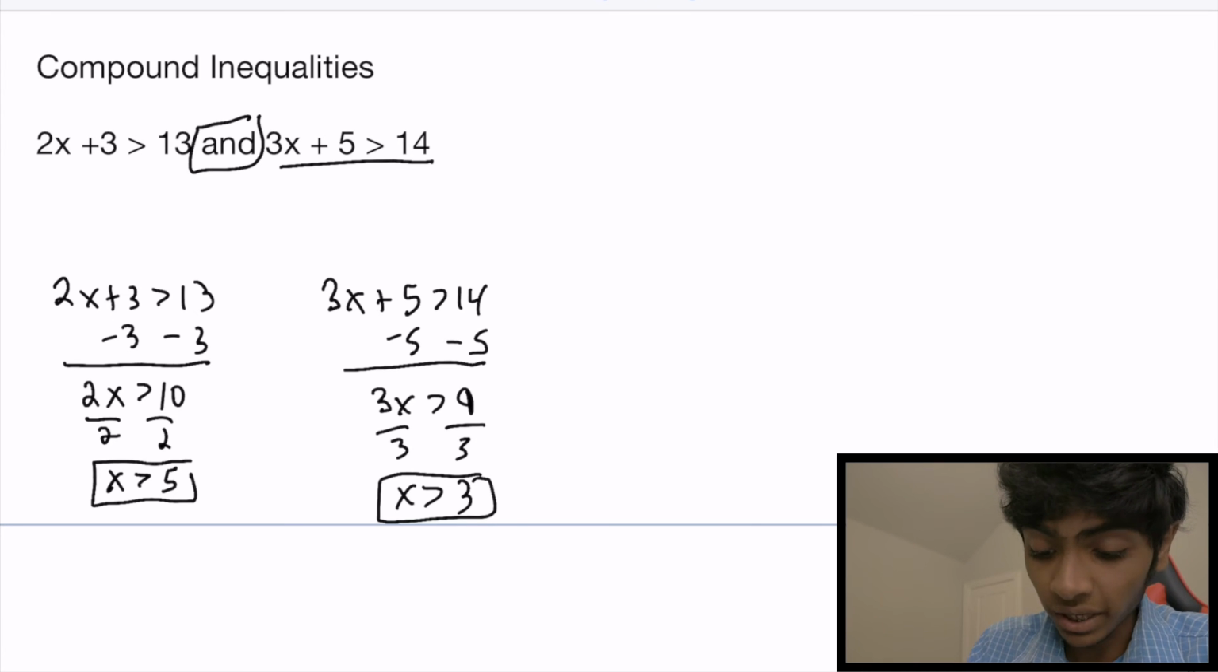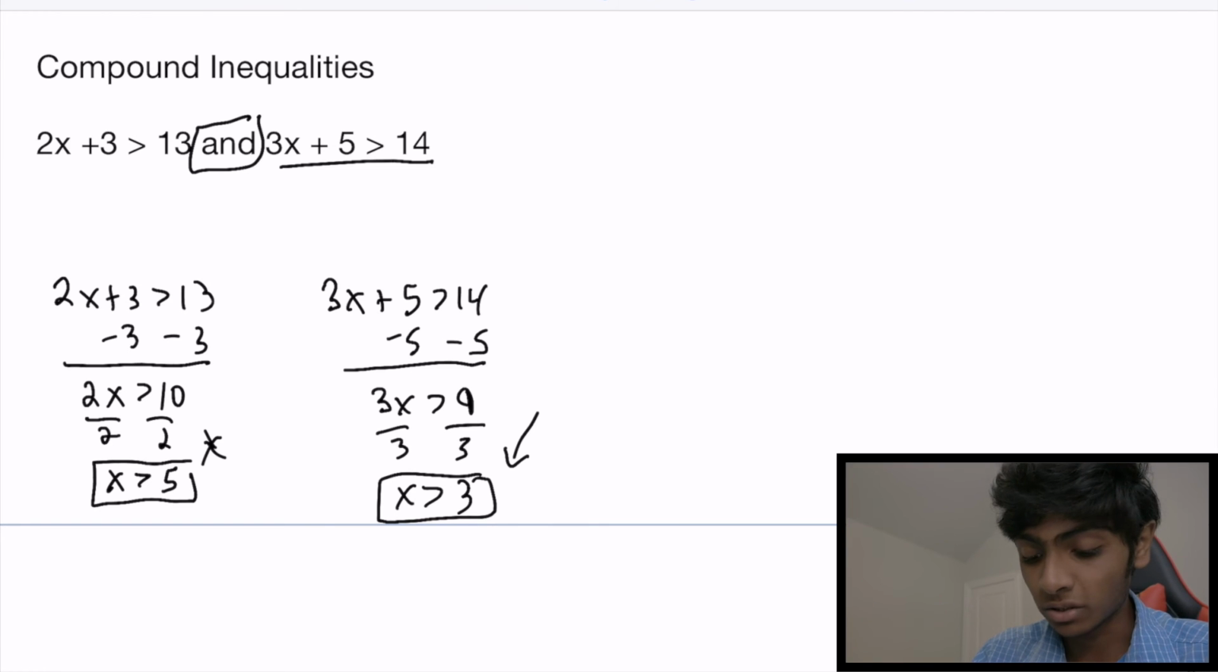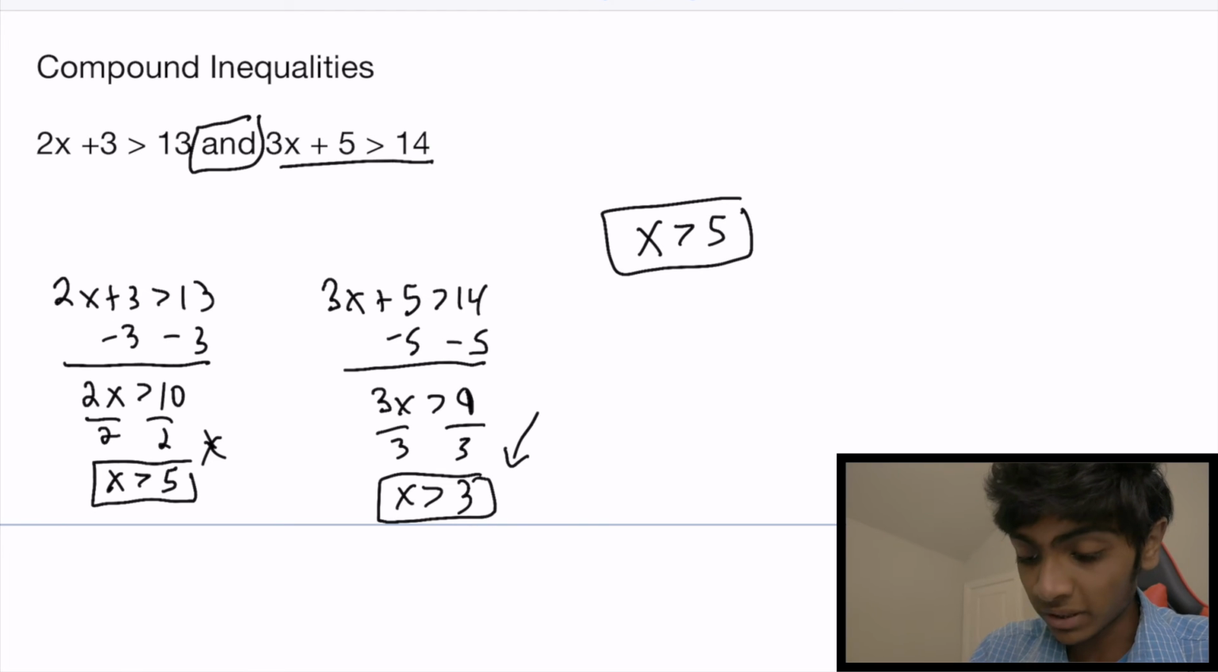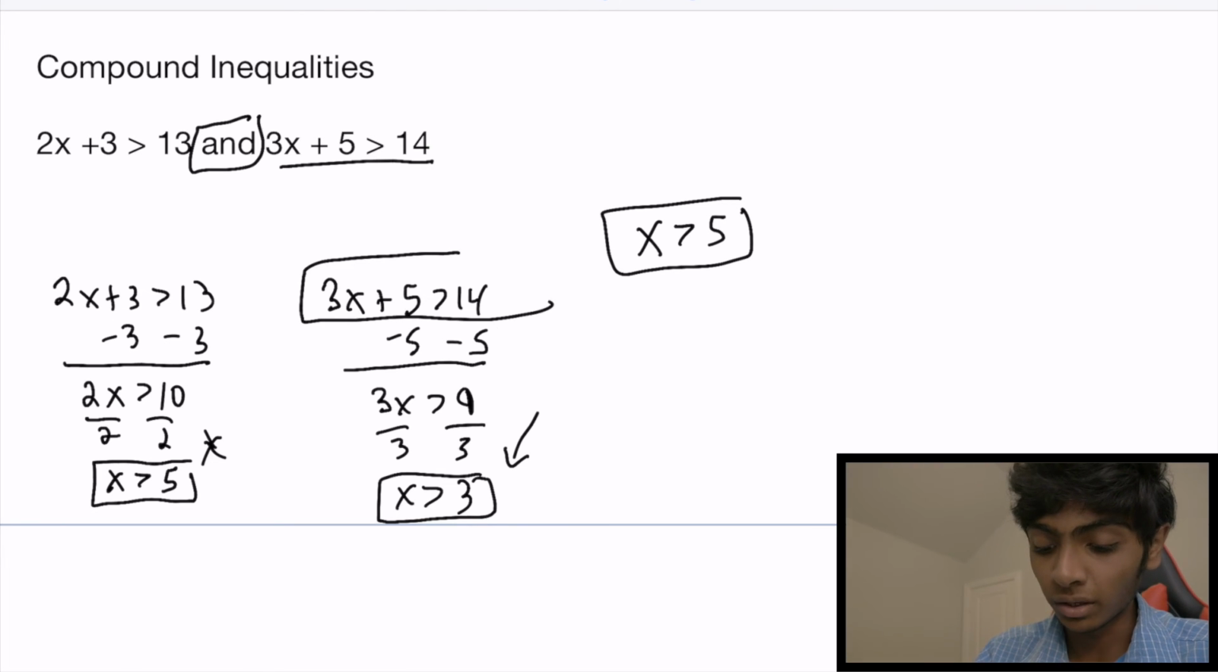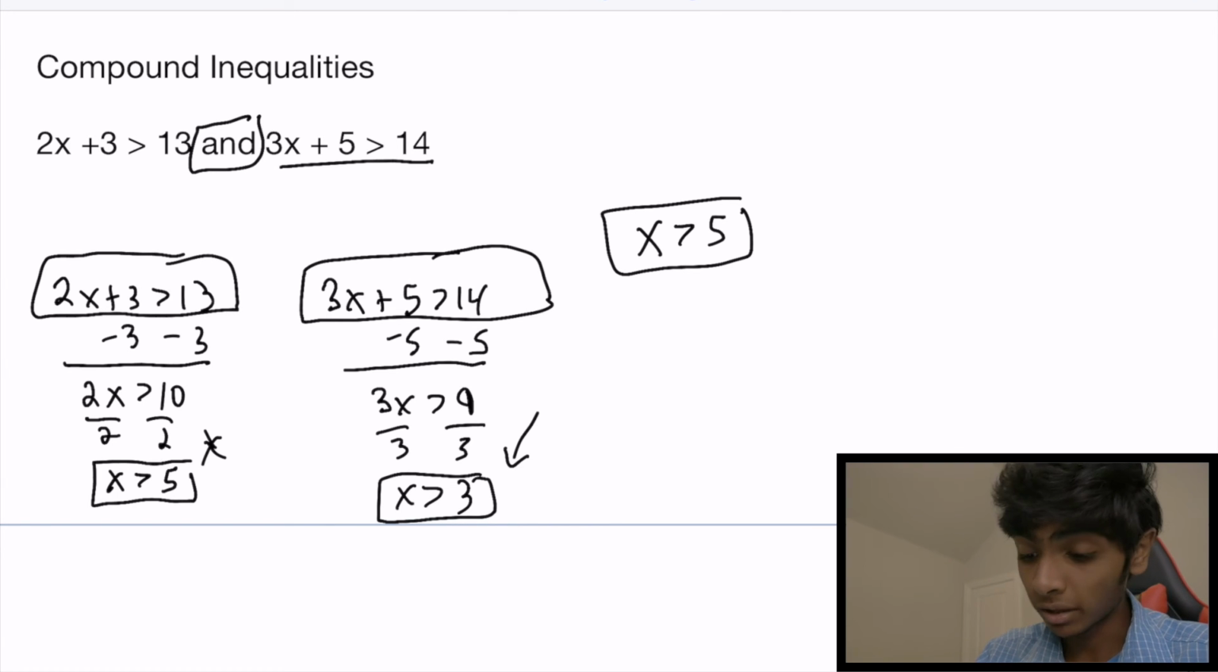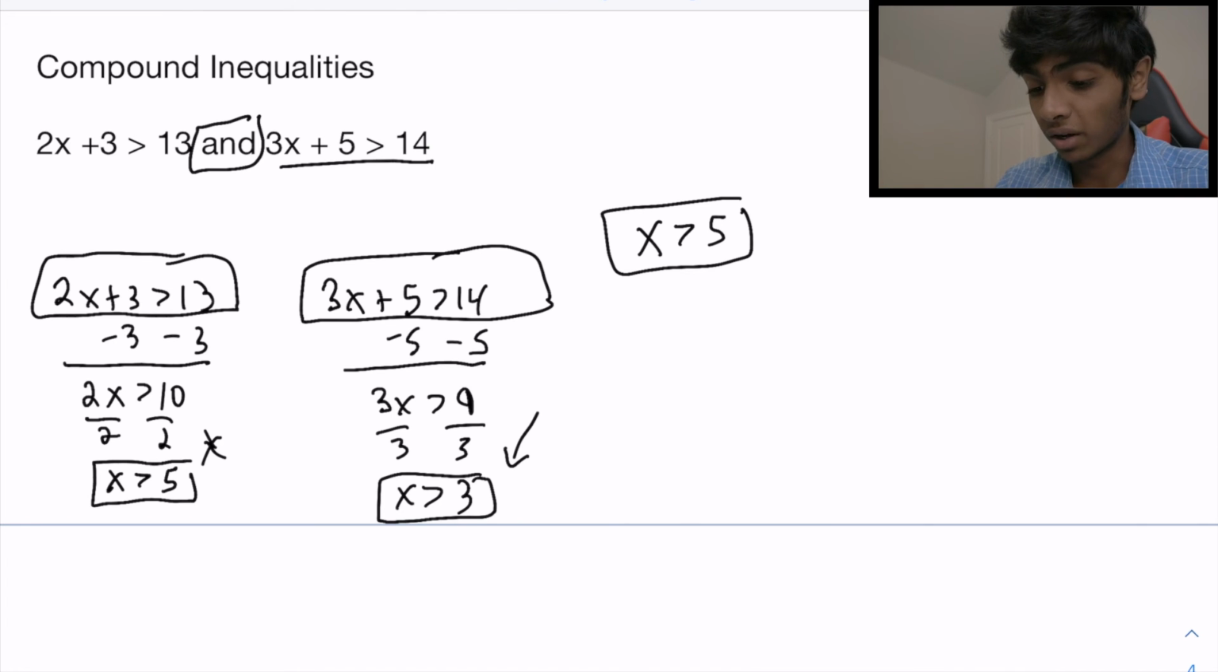And when we're given "and," this means that whatever answer we get, it has to be true for both of the inequalities. Now, our answer can't be x > 3 because that is not true for this one; in this case, it has to be x > 5. So a place where both of these match up is going to be x > 5, because this is true both for 3x + 5 > 14 and 2x + 3 > 13. Both of these inequalities will be true when x > 5.